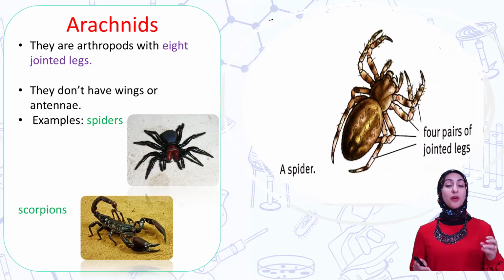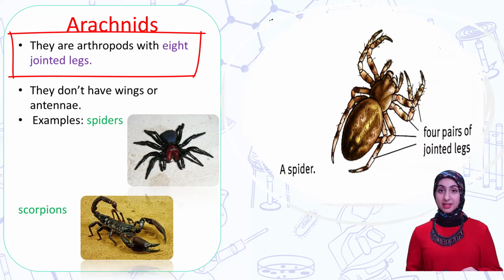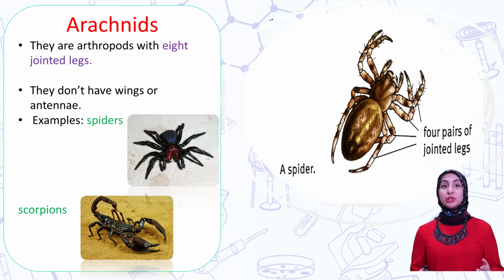Number 5, they have 1 pair of antennae on their head. The second group of arthropods is arachnids. Arachnids are arthropods with 8 jointed legs. This means they have 4 jointed legs on each side. Number 2, they don't have wings or antennae. For example, spiders and scorpions.